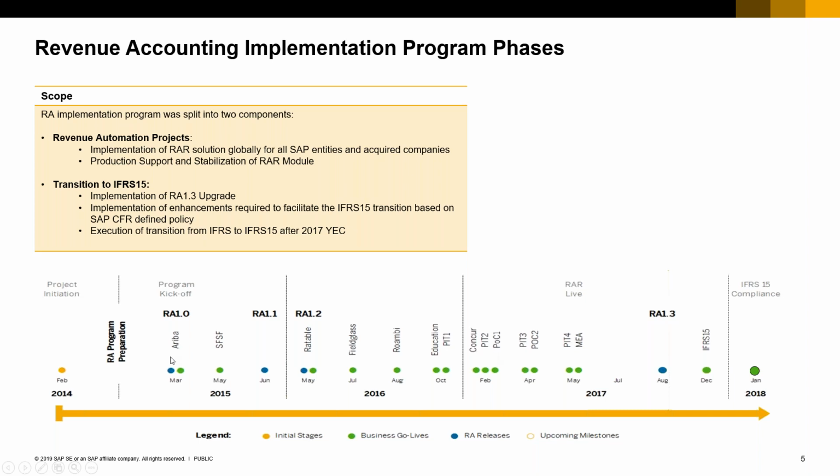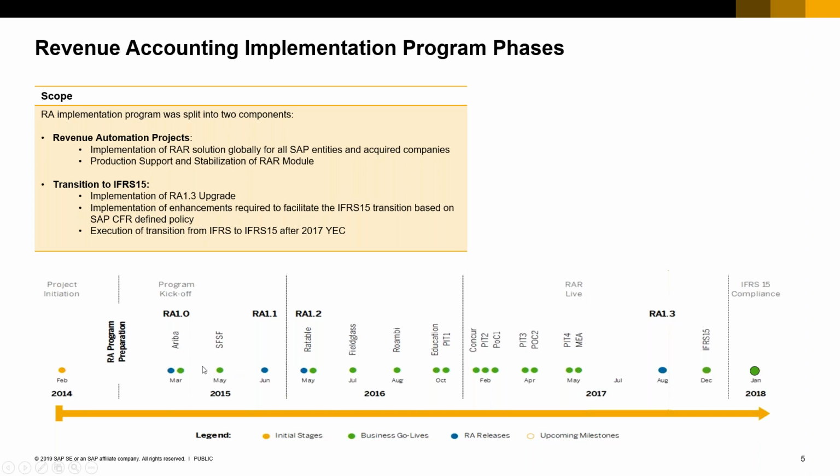Once we went live with that, we were able to start a parallel project to bring SuccessFactors on RAR. And then when we first went live, we were on the first version of the RAR add-on, so RA 1.0. Eventually, we upgraded to RA 1.1, and then we started to implement RAR for all of SAP company codes, right?